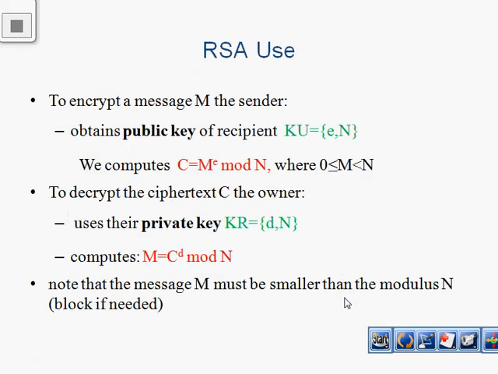Now encrypt a message M by the sender. So you first obtain the public key of the recipient, KU is equal to E comma N. Then we compute the value C is equal to M power E mod N.